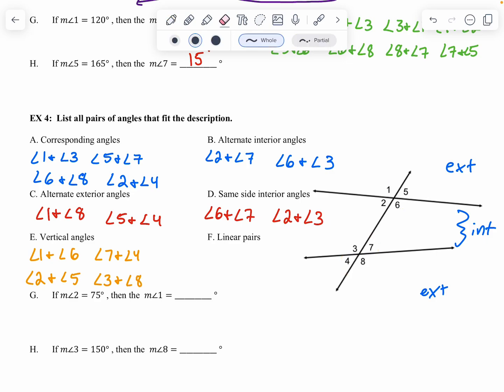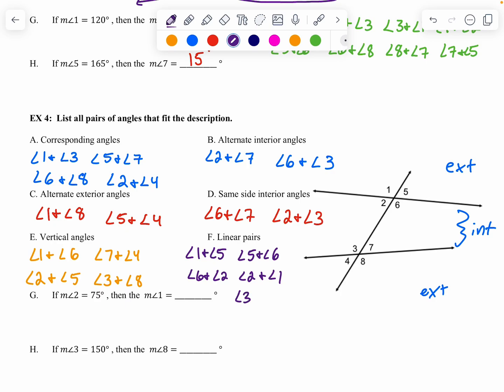Finally, we have our linear pairs. So that's all the angles that are sitting next to each other. So 1 is next to 5. They make a straight line. 5 also makes a straight line with 6. 6 makes a straight line with 2. And 2 makes a straight line with 1. That's the top group. Then the bottom group, 3 makes a straight line with 7. 7 makes a straight line with 8. 8 makes a straight line with 4. 4 makes a straight line with 3. All right, I've got 8 total groups, so that means I've done them all.